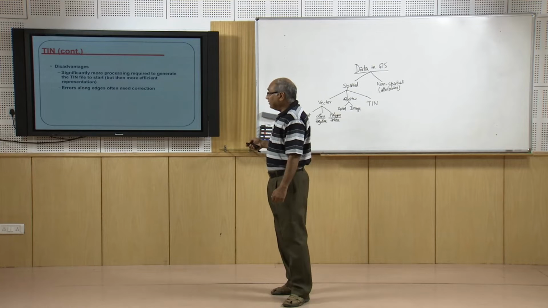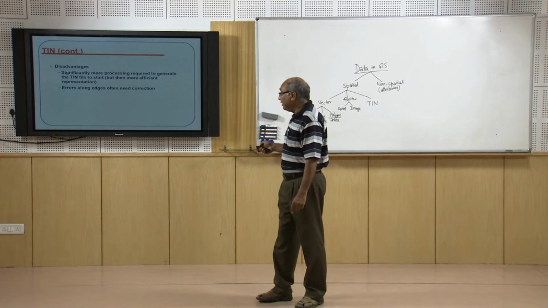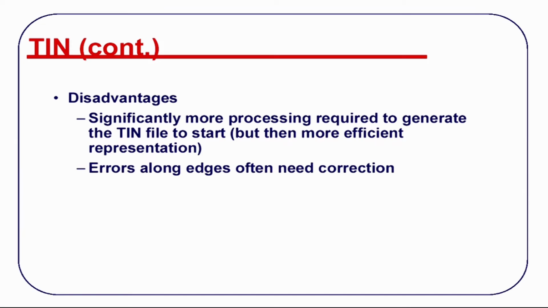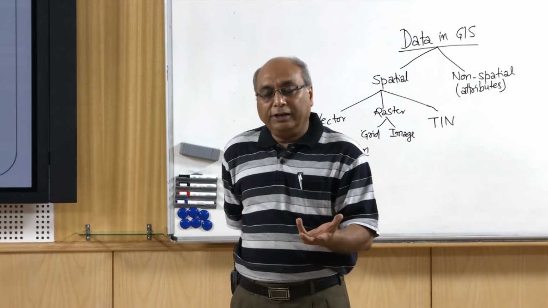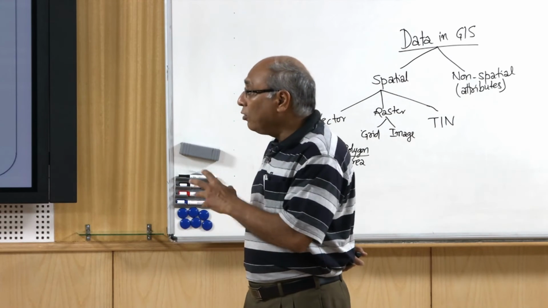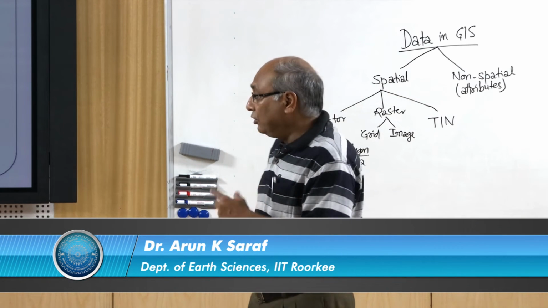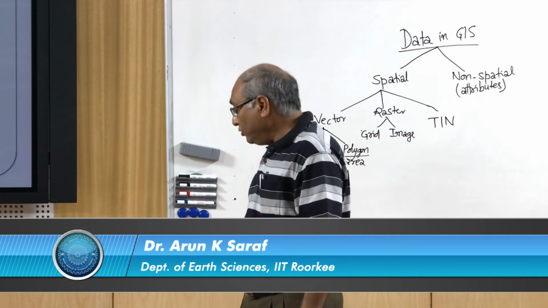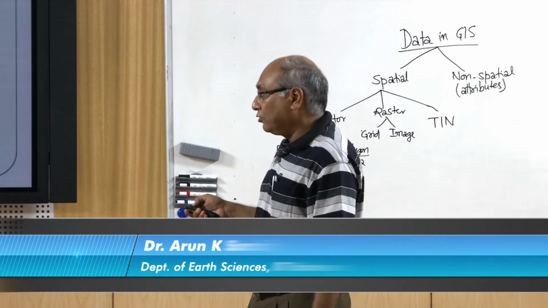Now, disadvantages. One disadvantage, the edge problem or boundary problem, I have already discussed. It also takes more time for processing to generate a TIN file. If you take the same set of points and create a raster using one of the available interpolation techniques, you may not take that much time as creating a TIN. So TIN takes more time because a lot of things have to be calculated and organized in the case of TIN.